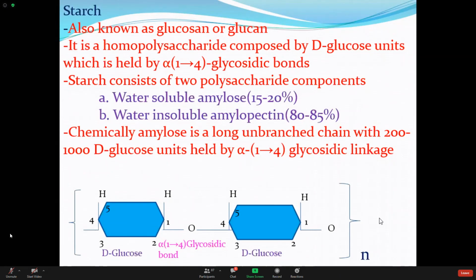So amylose is made by glucose. How many units of glucose? It may be 200 to 1000 units of glucose that will join together to make a polymer, and that is called amylose. Okay.